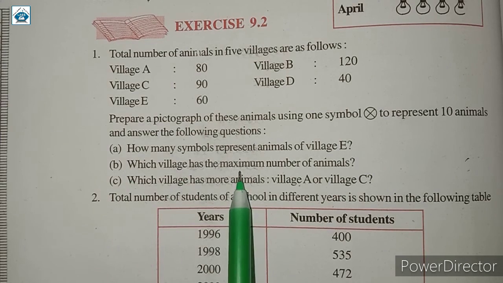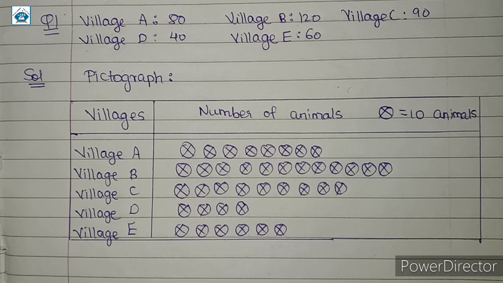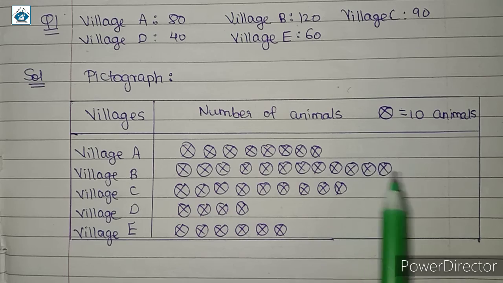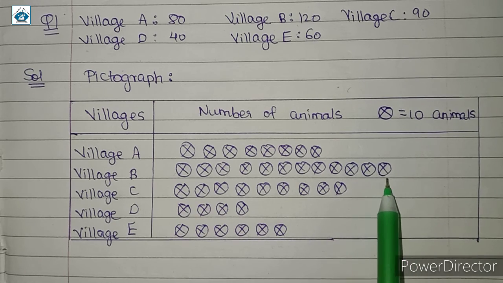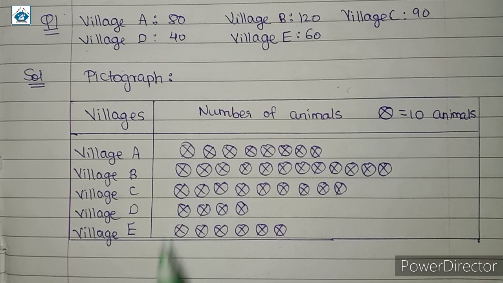Which village has the maximum number of animals? For maximum number of animals, we can see in the row of village B, there are the most symbols, that is the maximum number of symbols. All the other rows have fewer symbols in comparison to village B. So here from the pictograph we can say that village B has the maximum number of animals.